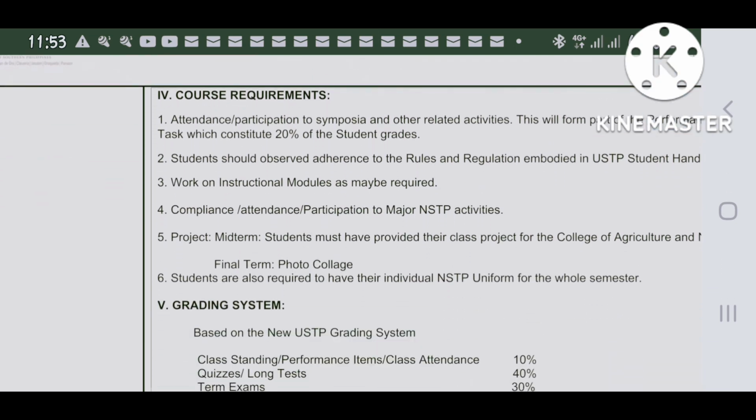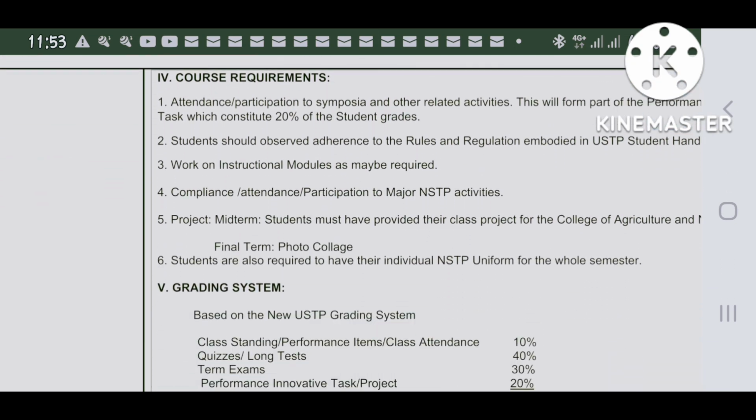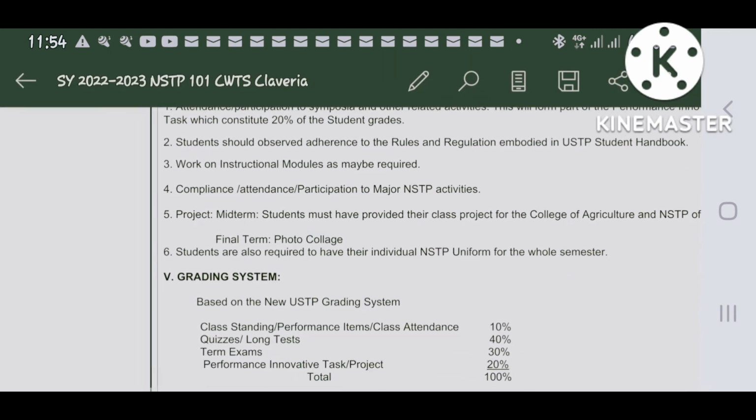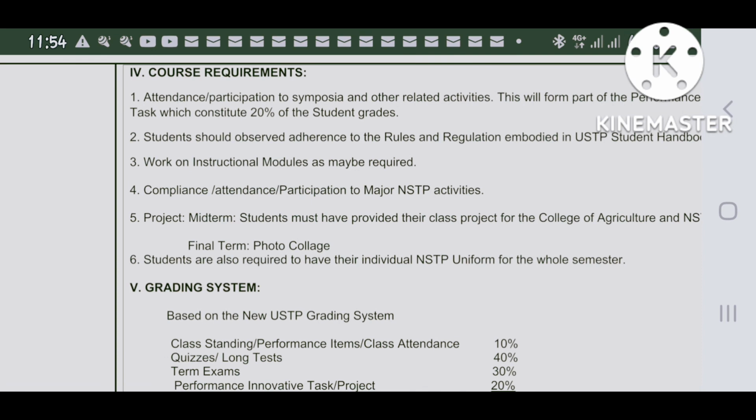Now let's proceed to our course requirements. For our course requirements, attendance and participation in symposia and other related activities will be required. That would account as part of your performance task, which constitutes 20% of your grade. You will have to observe adherence to the rules and regulations embodied in the USCP Student Handbook. Work on instructional modules as may be required. Compliance and attendance, participation in major NSTP activities.